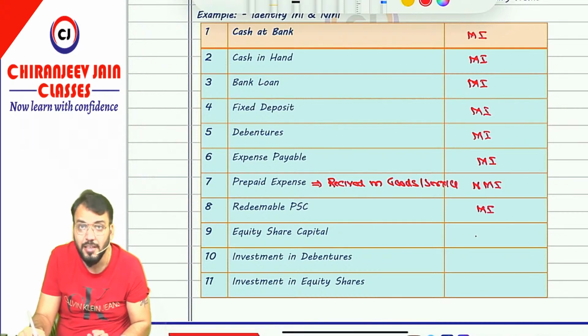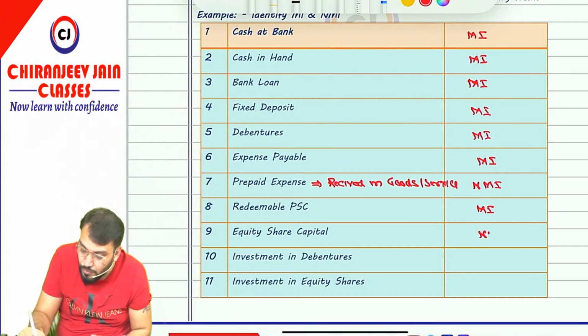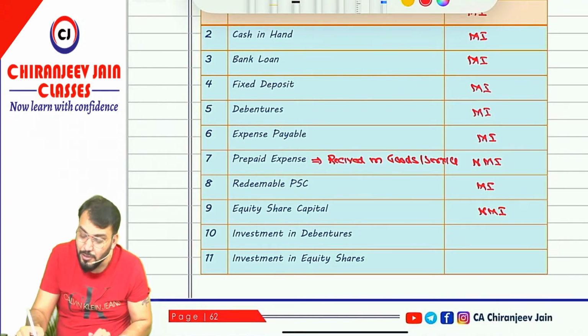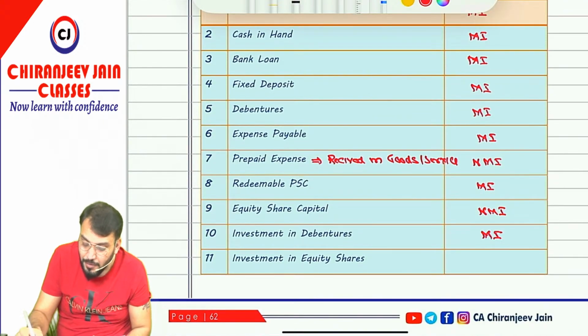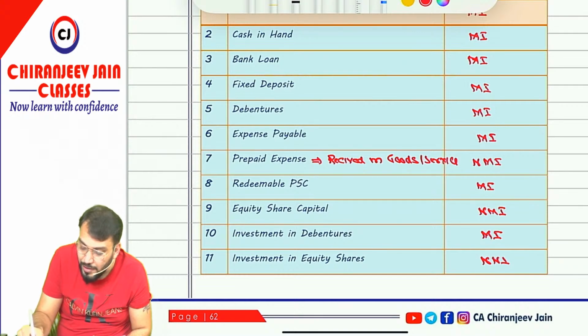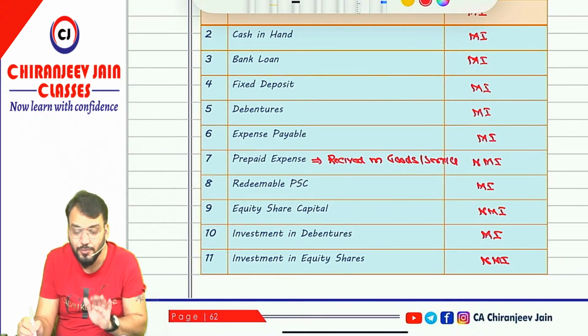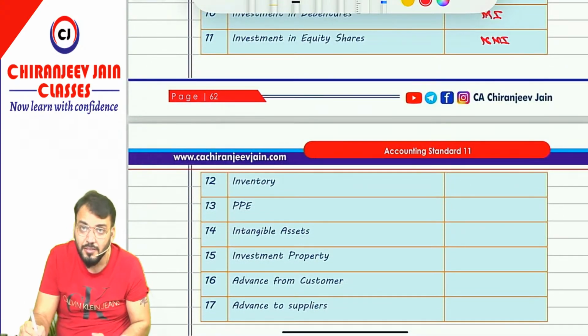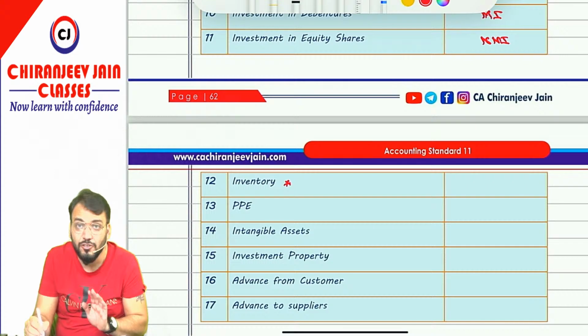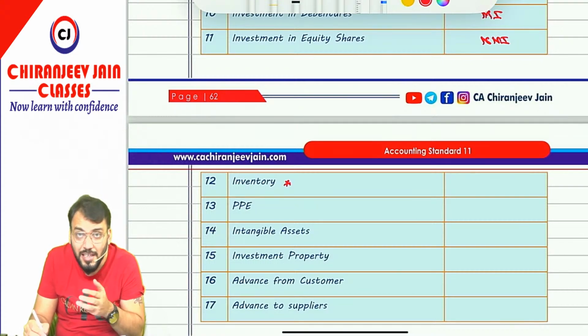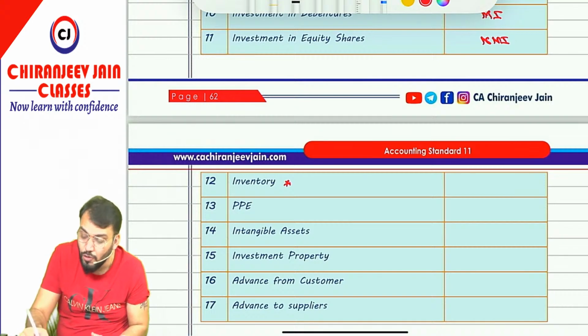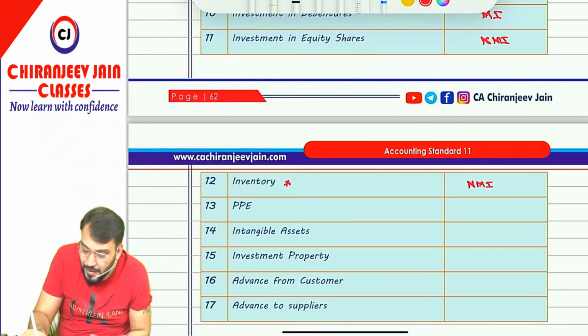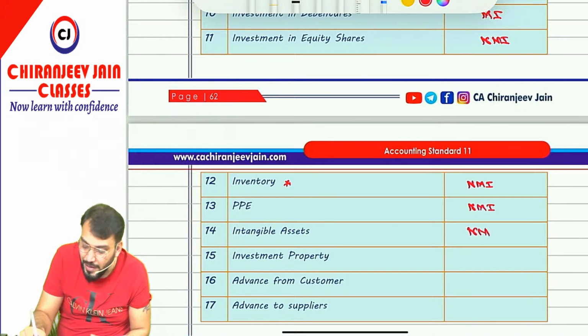But equity share capital will not be settled in money, therefore it will be a non-monetary item. Investment in debentures is a monetary item, but investment in equity shares will be a non-monetary item. Got this point? Inventory, there is a lot of confusion about inventory. Inventory is not money held. When it is sold, then money is going to be received. So inventory is also a non-monetary item. PPE is a non-monetary item. Intangible asset is a non-monetary item. Investment property is a non-monetary item.